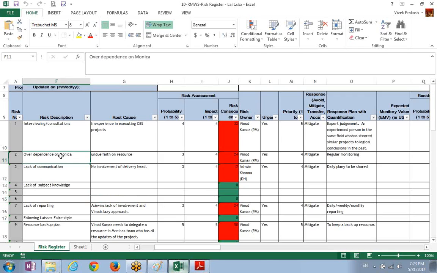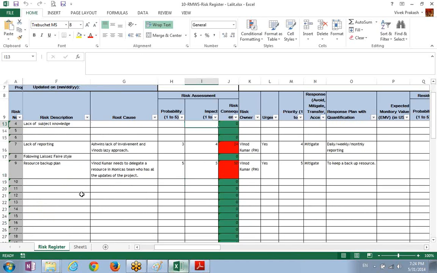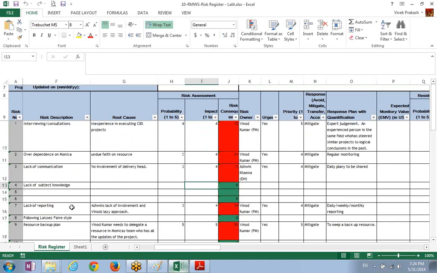If you have this in your project, you are running on a very thin line, or on the edge of the sword. Interviewing, consultation, experience, executive CBS, I really do not know if there are any facts around this. Lack of communication, no involvement of delivery head, could be, but do you think it is really that impactful? Lack of subject knowledge, we don't know actually, because there is no fact mentioned in the project.